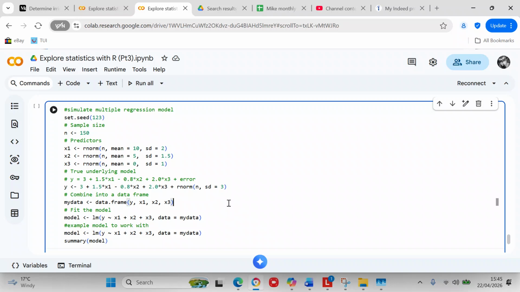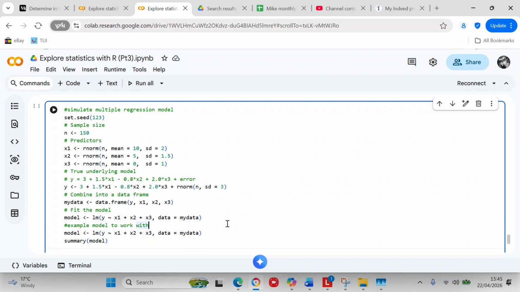We're going to combine y, x1, x2, x3 into a data frame. So my data becomes data.frame(y, x1, x2, x3). We're going to fit the model. Model becomes lm, that is a linear model, y tilde x1 plus x2 plus x3, and data equals my data. And then we're going to have an example model to work with.